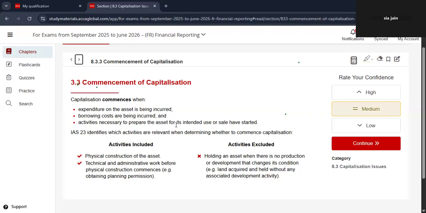You're actively making some steps, some movements to build your asset. Then you can start the capitalization of your interest amount. So the activities included are the physical construction of the asset. You're physically building the asset and the process has started. Then you can commence the capitalization.